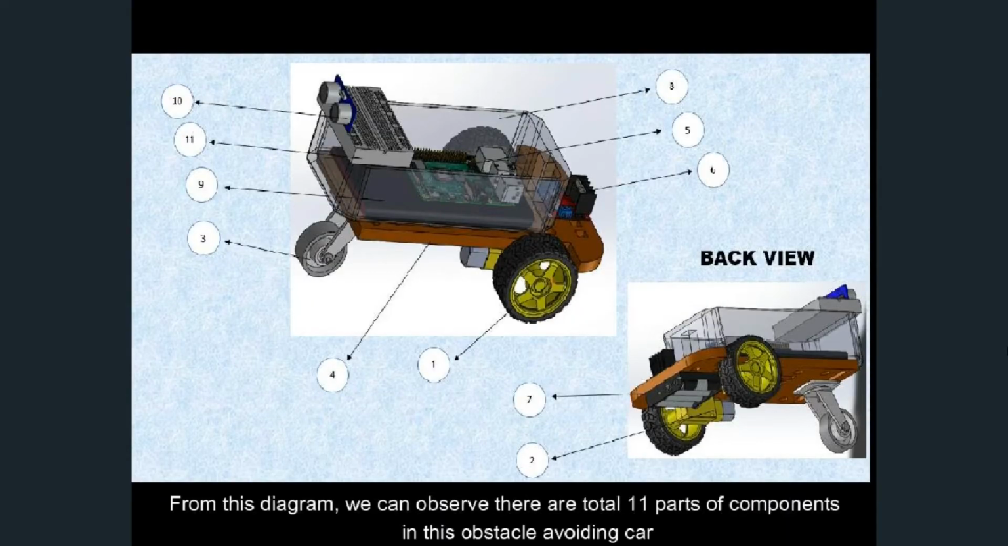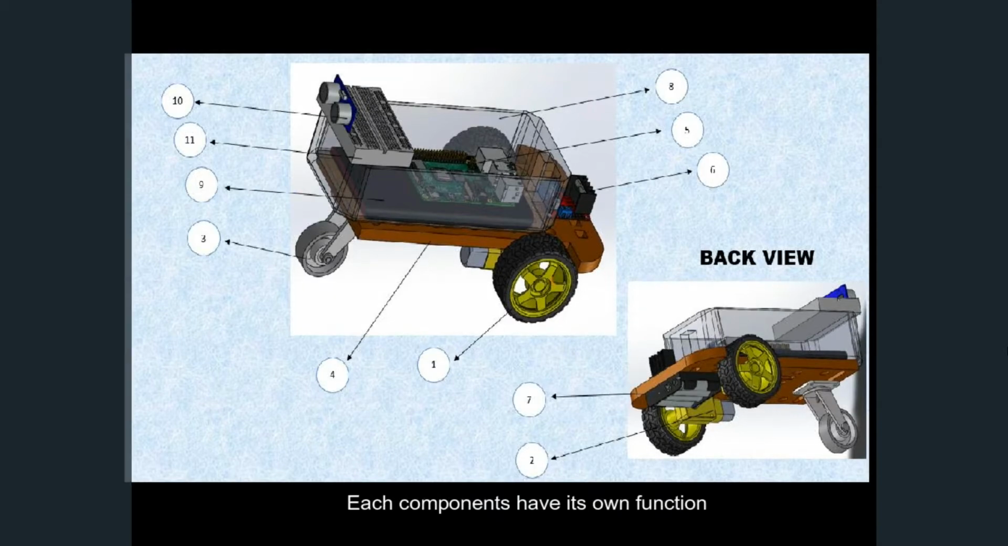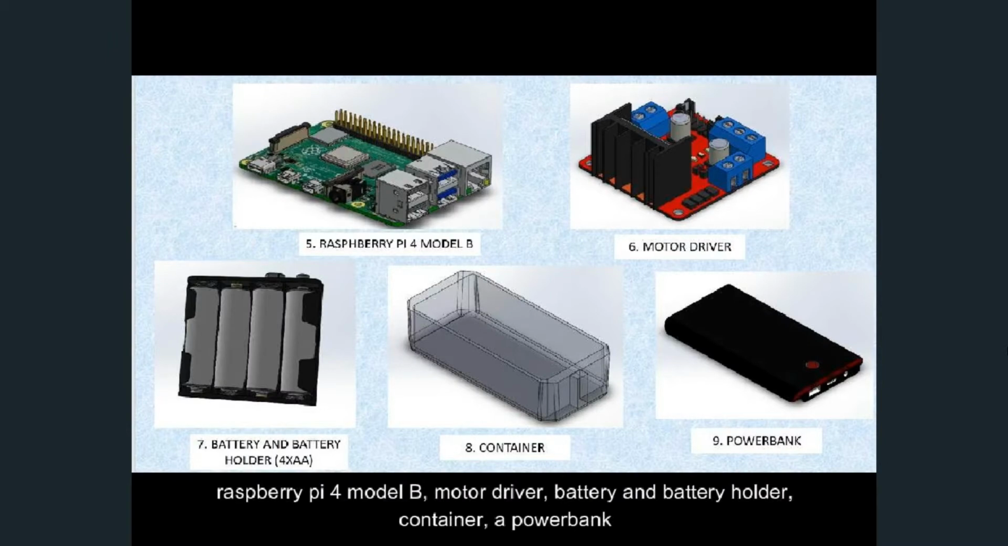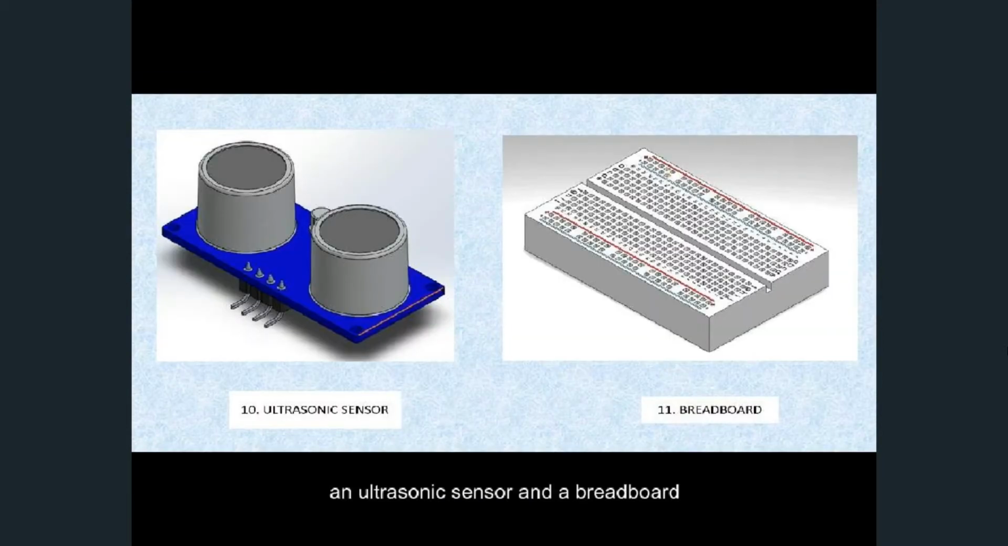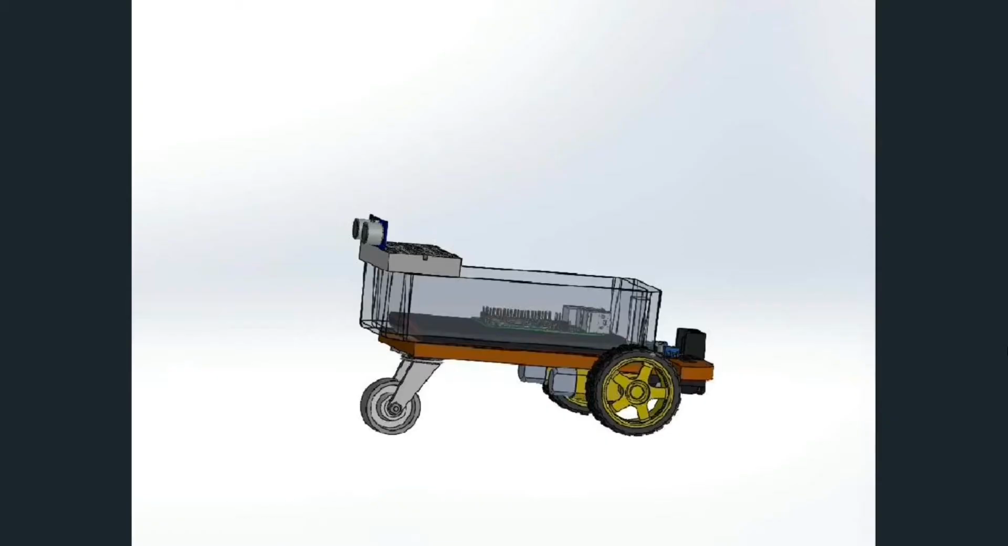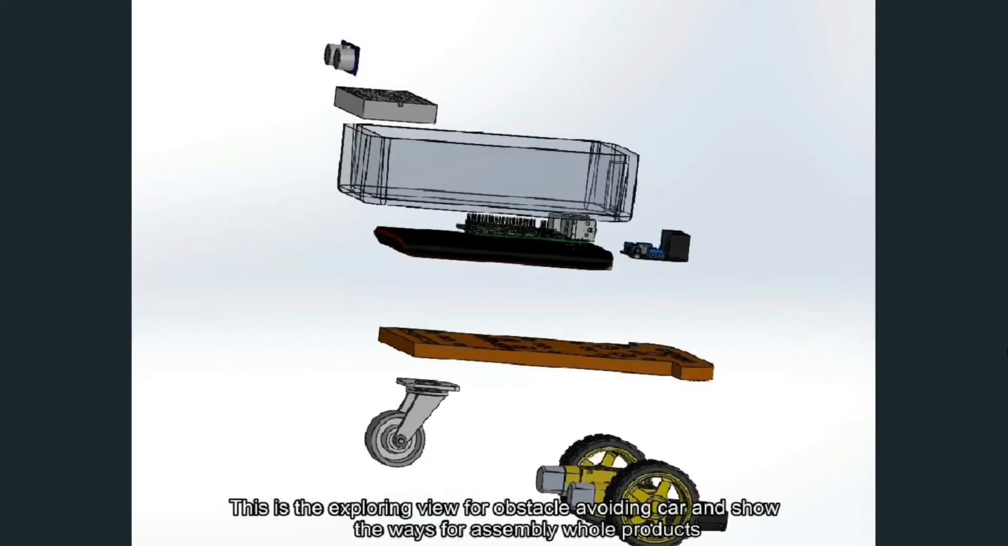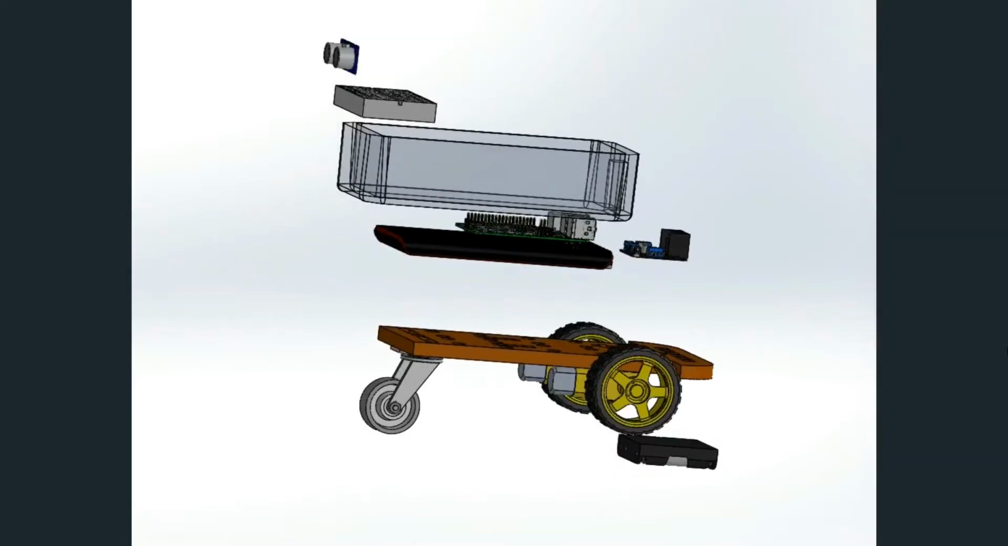From this diagram, you can observe there are a total of 11 parts or components in this obstacle avoiding car. Each component has its own function. The components are two wheels, a motor or gear motor, a caster wheel, a base, a Raspberry Pi 4 Model B, a motor driver, a battery and battery holder, a container, a power bank, an ultrasonic sensor, and a brake ball. This is the exploded view for the obstacle avoiding car and shows the way to assemble the whole product.